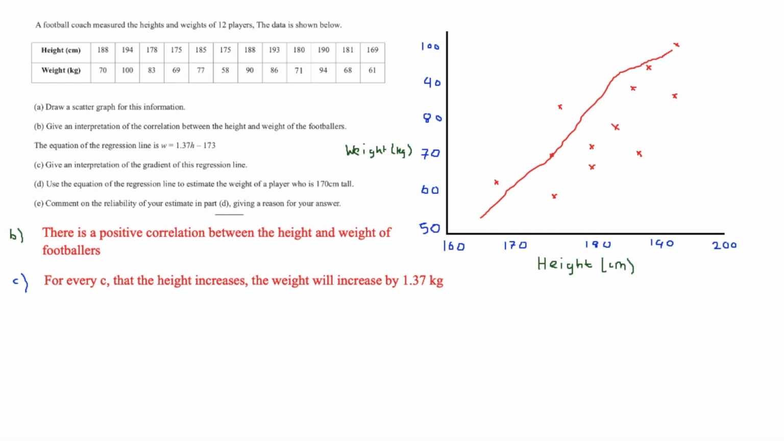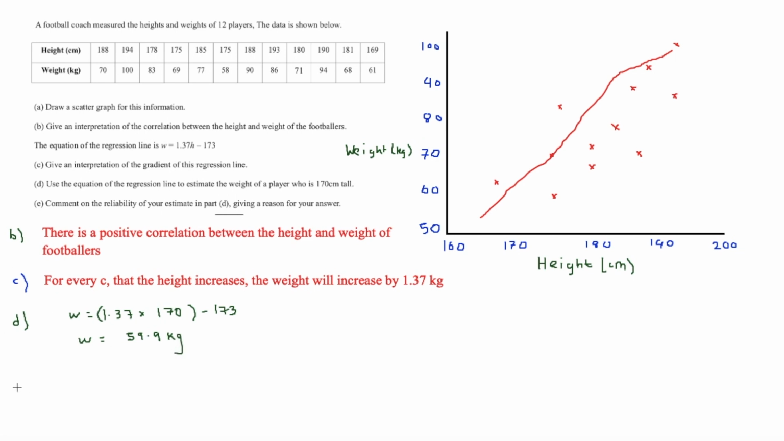Then for D, we have something a little bit more mathsy. It says, use the equation of the regression line to estimate the weight of a player who is 170 centimeters tall. So therefore, weight is going to be equal to 1.37 times h, in this particular case 170, and then minus 173. So the weight is equal to 59.9 kg.